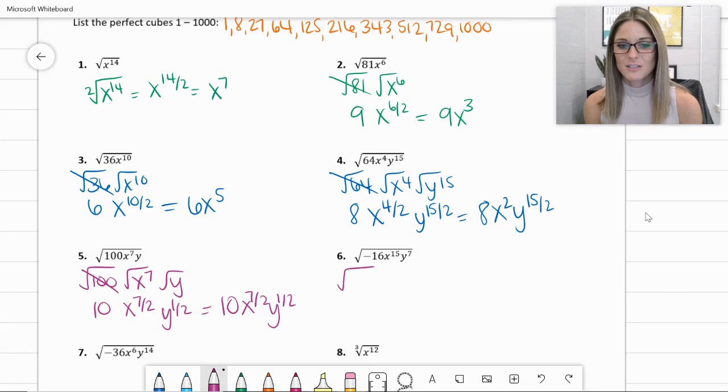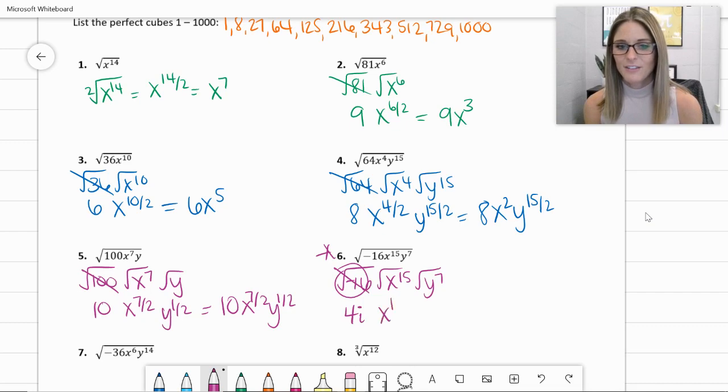Number 6, you've got the square root of negative 16, also square root of x to the 15th, and square root of y to the 7th. So you should know this. Algebra 2, do you see this? The square root of a negative. You know you can evaluate that as 4i. There's your imaginary unit. So popular in Algebra 2. We're going to see imaginaries everywhere.